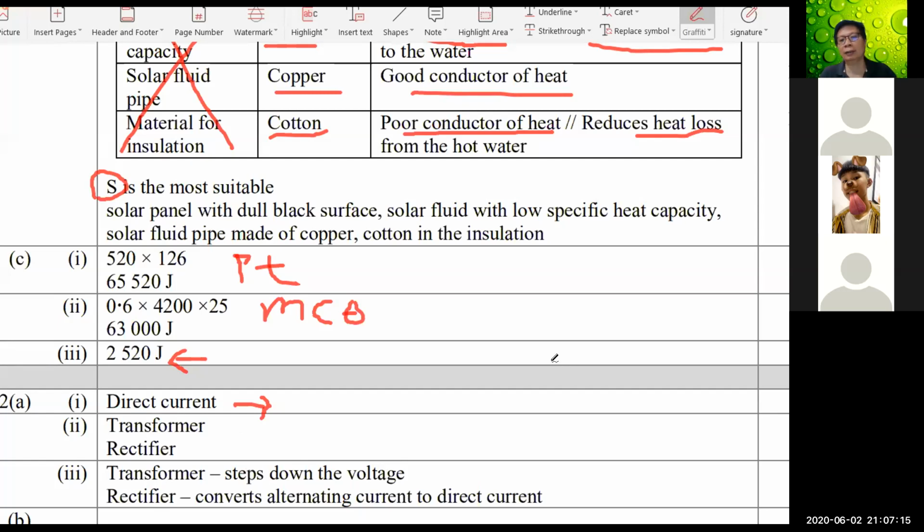So remember it now. Remember the name and remember the function of each, okay? Transformer do what? Rectifier do what? The details of transformer and rectifier, we are going to study next lesson and next topic. Understand? Don't worry. Now you learn the name first, transformer and rectifier, and the duty and the function of it.